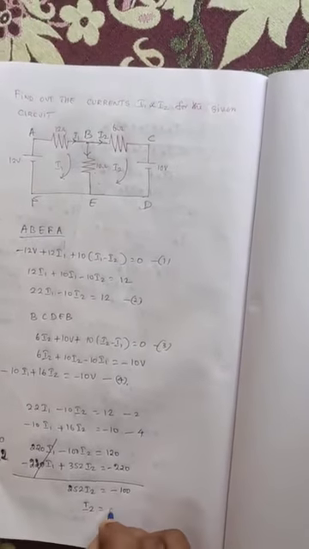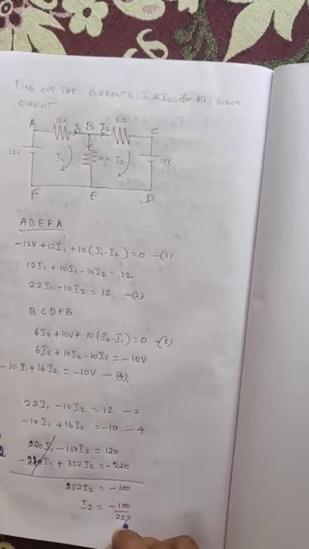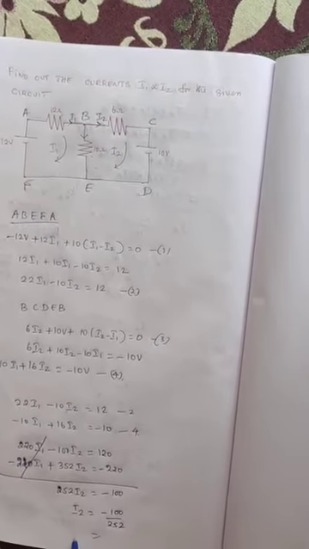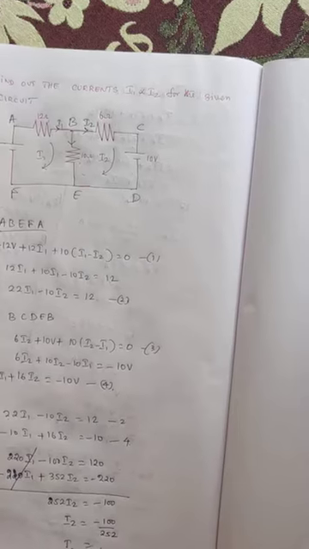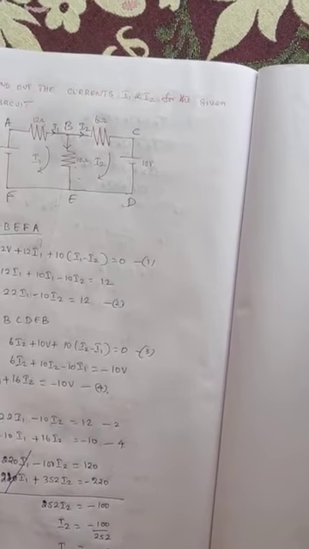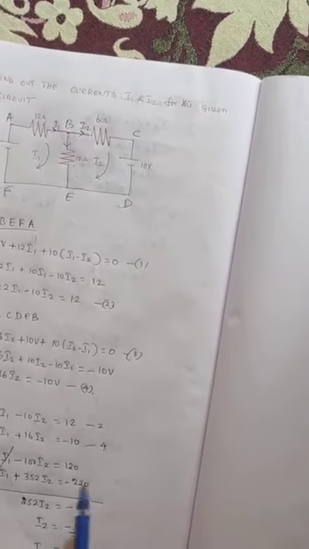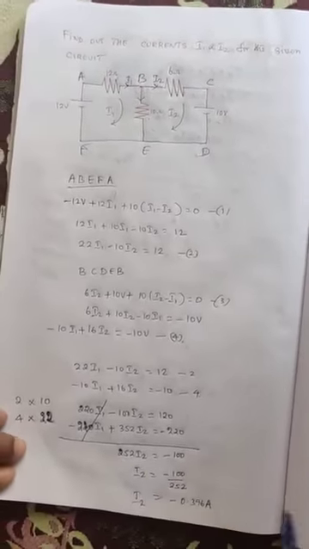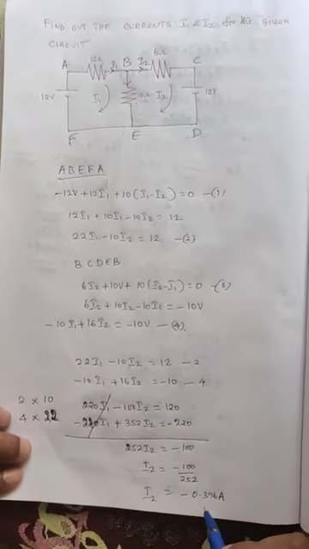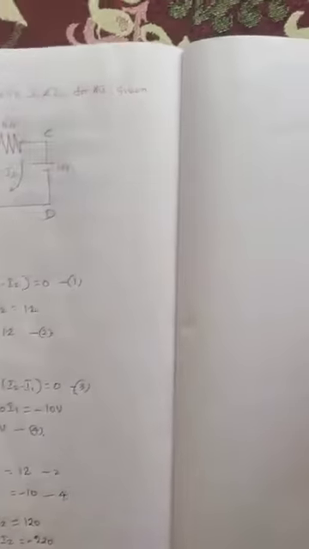So I2 is equal to minus 100 by 252. By solving this, we get I2 equal to minus 0.396 amperes. So in this way, we have used mathematical summation, eliminated I1 and calculated I2, which is equal to minus 0.396 amperes. Now substitute the value of I2 in the equation.